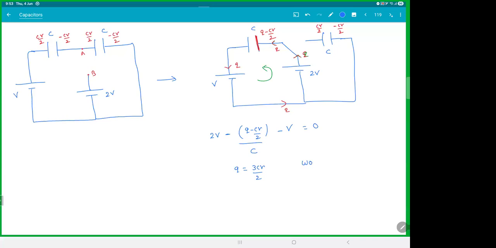So what is the work done by the batteries? Now you have to be careful here. The 2V battery is giving you energy, 2V times Q, but the V battery is absorbing, so it is Q into V. That sign convention is important. If the charge comes out of the battery, it is giving you energy. If the charge goes into the battery, it is absorbing. So this is Q into V, so this is 3CV square by 2. There. And what are the final distributions?